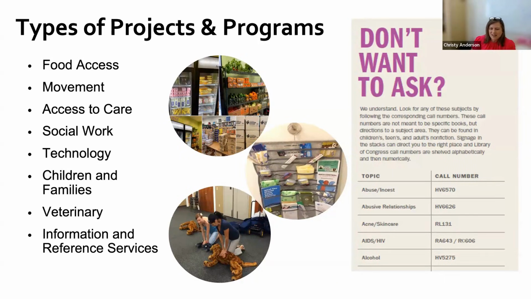Veterinarian services. There could be vaccinations, or pet first aid, or pet loss or grief groups. Promoting information and reference services and collections could include curated lists of key and sensitive topics, things that people might be a little embarrassed about asking for. The pictures on these slides share a couple of examples of some of these things.